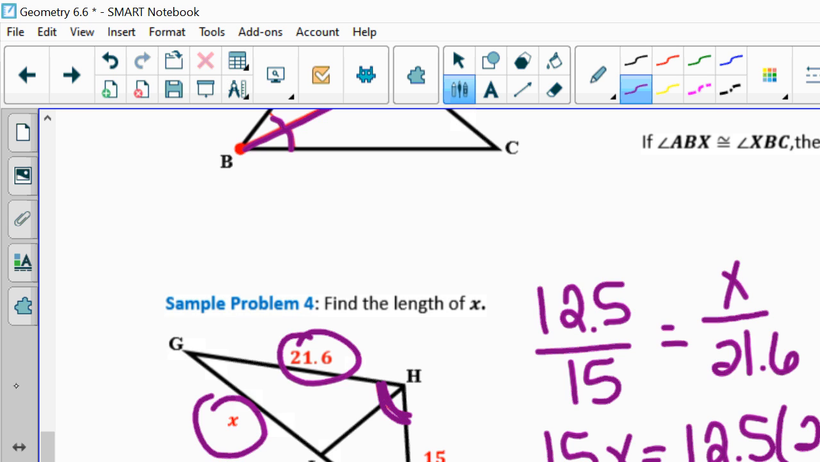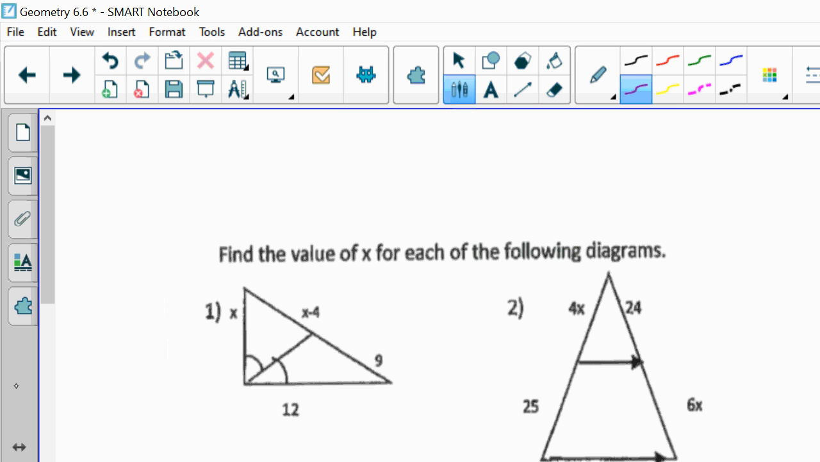All right, so the very back, now we have to decide which proportions we're using to set up. It's not the example right after the theorem that we looked at. Find the value of x for each of the following. So number one, I see that I have an angle that has been bisected. So I know that I'm using my angle bisector theorem. So I could set up this side over this. So x minus 4 over x would be equal to 9 over 12.